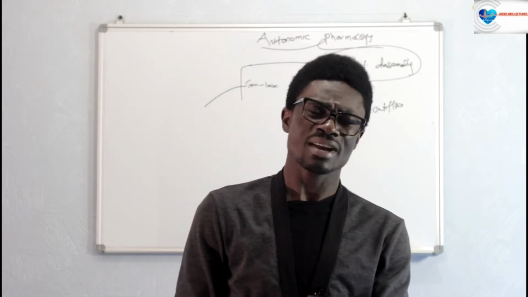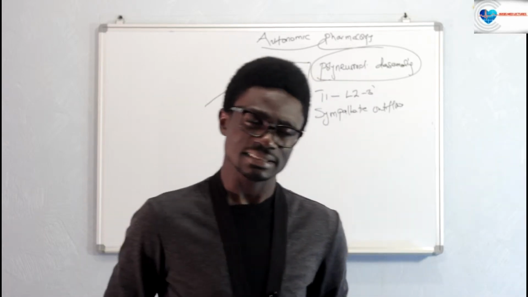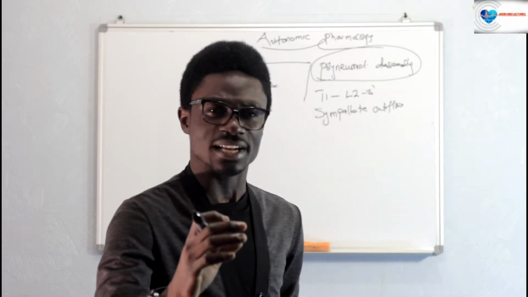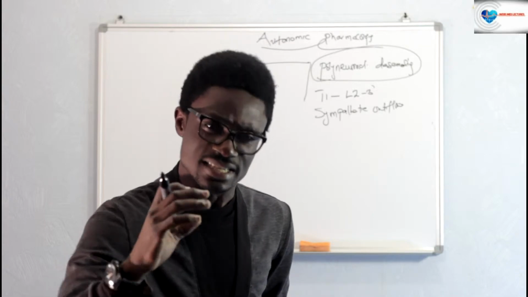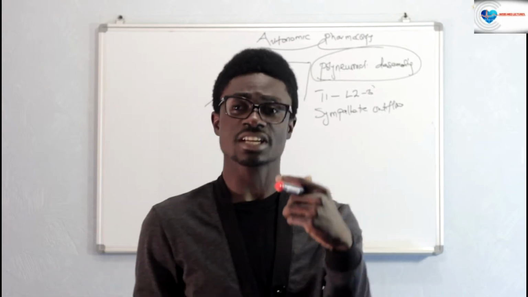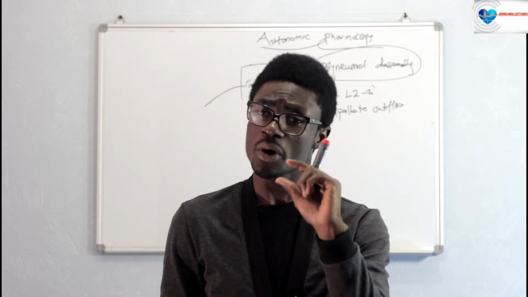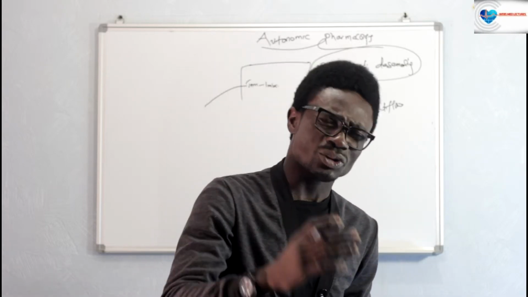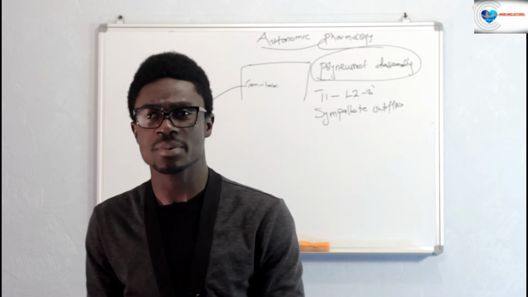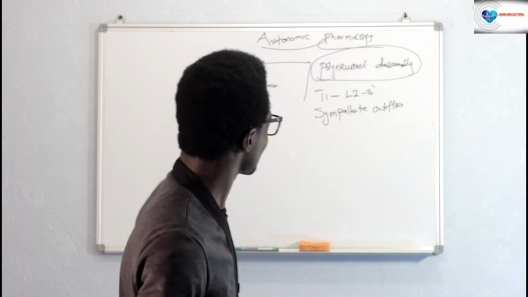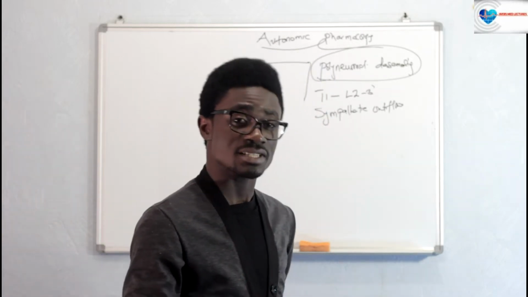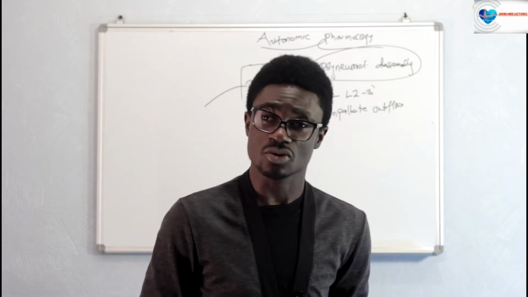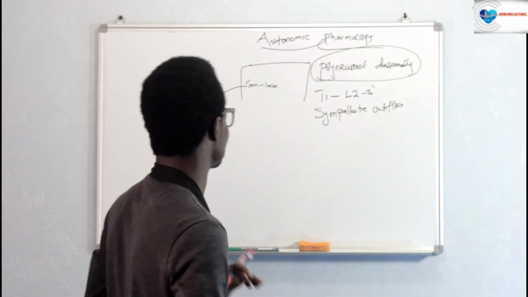So what actually happens is that at the nerve terminal, that is where the synthesis of norepinephrine takes place, because norepinephrine is synthesized in the nerve terminals, guys. How does norepinephrine get synthesized? We know that norepinephrine is synthesized from an amino acid called tyrosine.